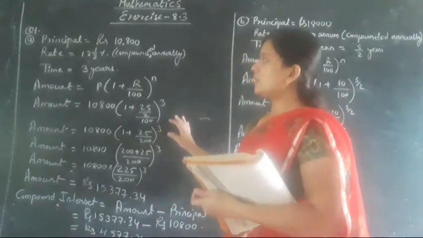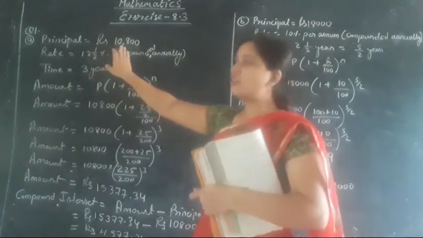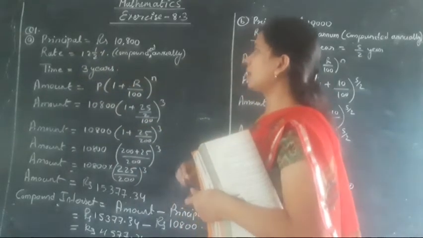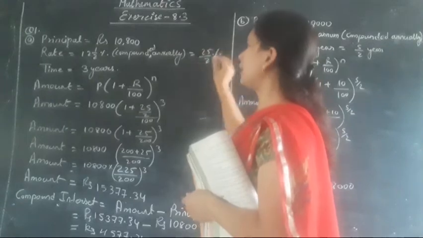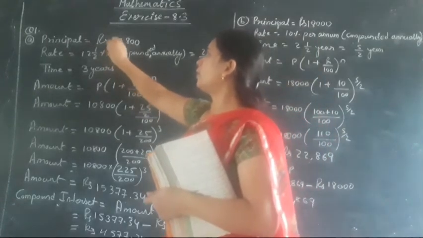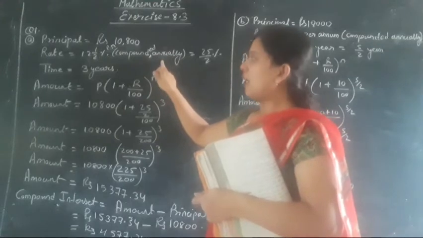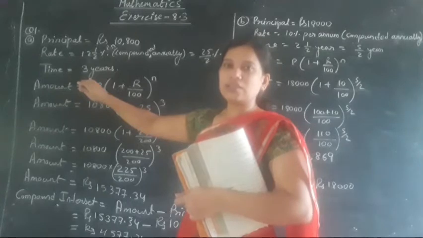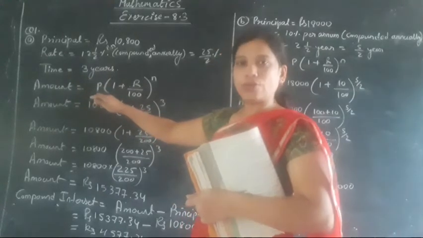Okay. So what is principal over here? Principal in this question is given as 10,800. Rate is given as 12 1/2%. So rate can be written as 25/2% per annum. Here per annum will come. Okay. Per annum, and it is compounded annually. Clear? After that it is said that the time duration is given as 3 years. Okay. And amount is equals to, so what is the formula for amount we are having?